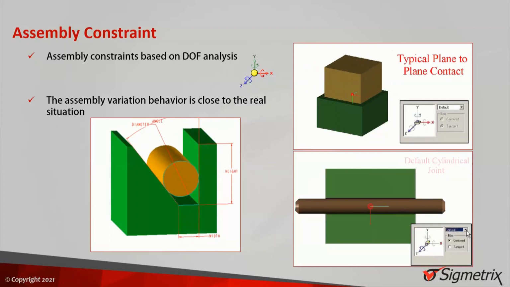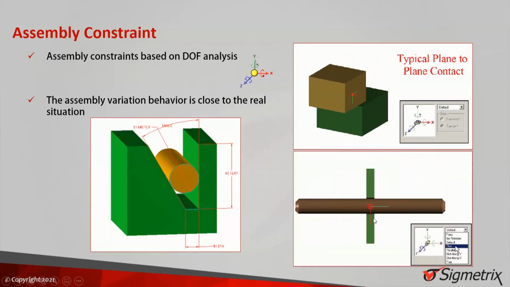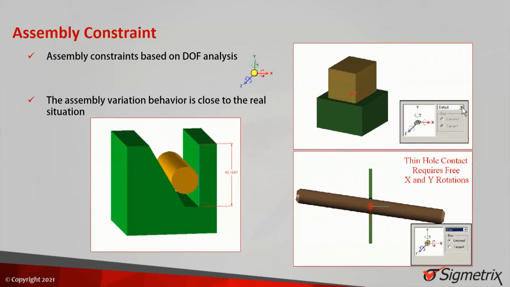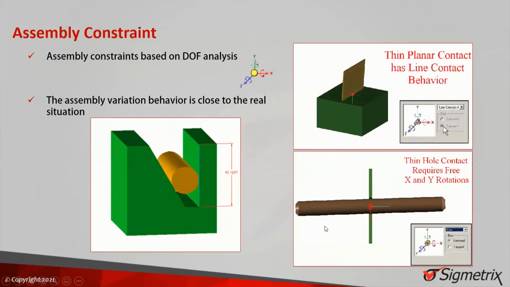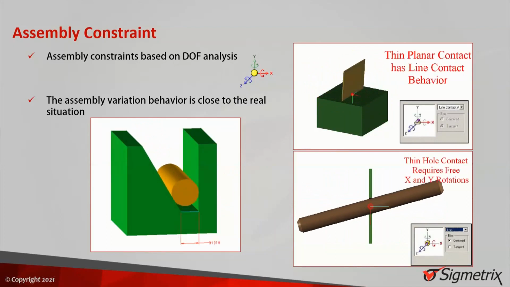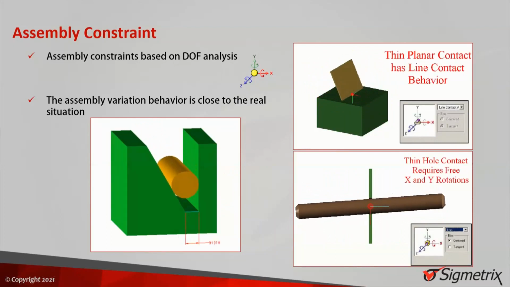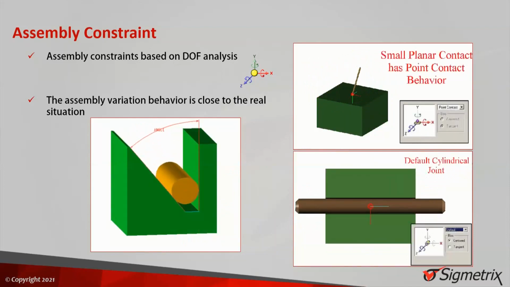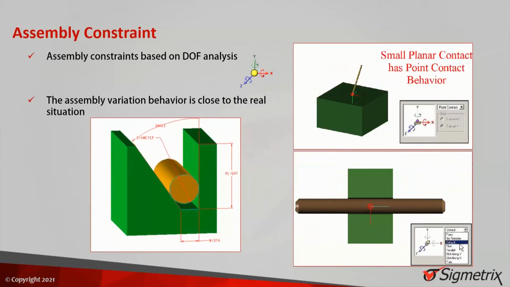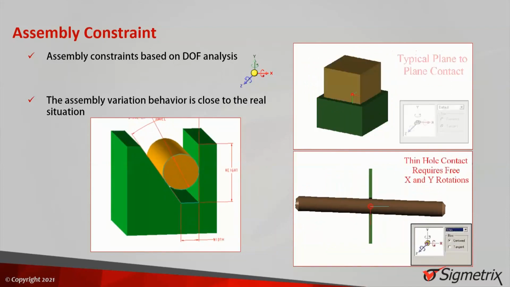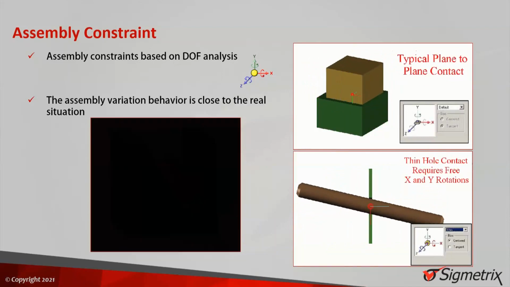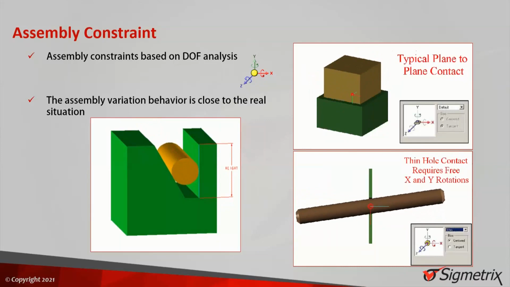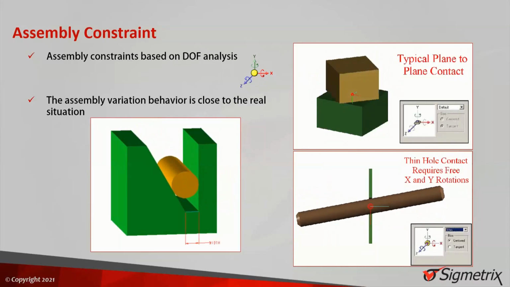And this is another case, a pin inside a hole. So if the hole is long enough to support this shape, it could be a coaxial constraint. But if it is just a very thin sheet metal, it's just like a concentric endpoint. So this is a totally different assembly constraint. So we have to be very careful to deal with this kind of constraint in your design.